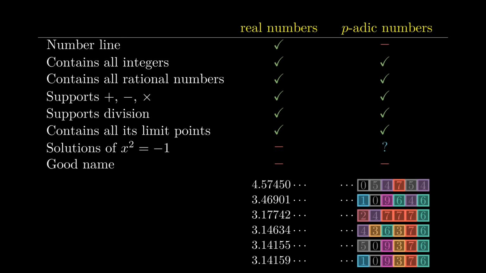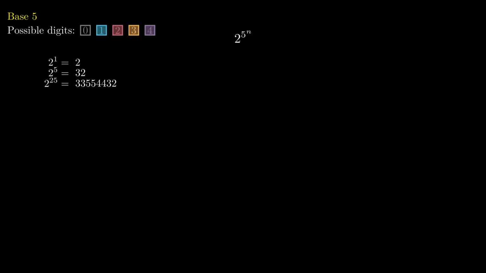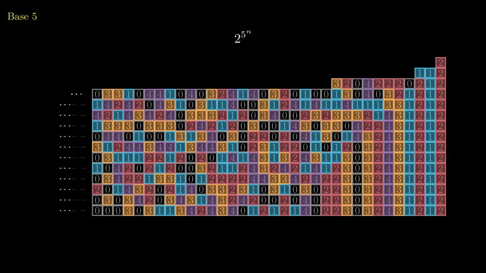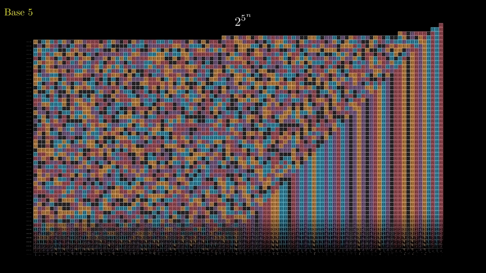We'll come back to the square roots of -1 in a minute, but first let's see some more nice graphics. At the beginning of the video, we looked at 2 to the 10 to the n. Now let's look at 2 to the 5 to the n. Rather than writing integers in base 10, now we'll write them in base 5, where the possible digits are 0 through 4. Here's some more data. And they seem to be converging.